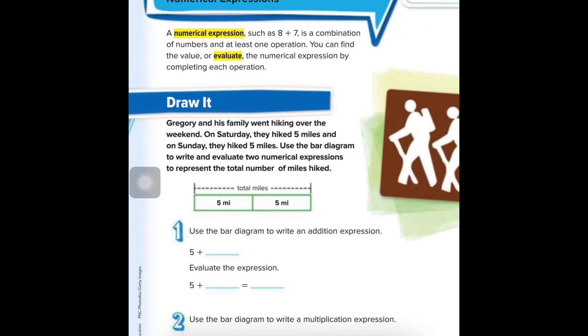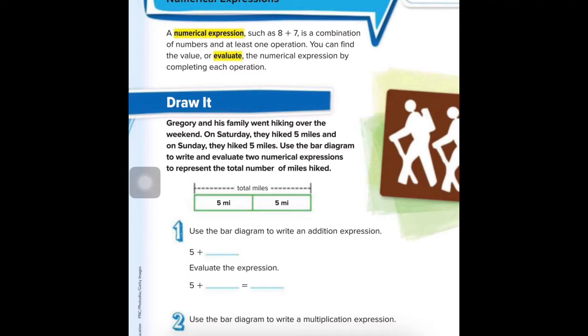A numerical expression, such as 8 plus 7, is a combination of numbers and at least one operation. You can find the value, or evaluate, which means solve, the numerical expression by completing each operation.